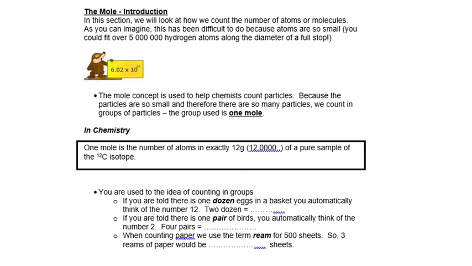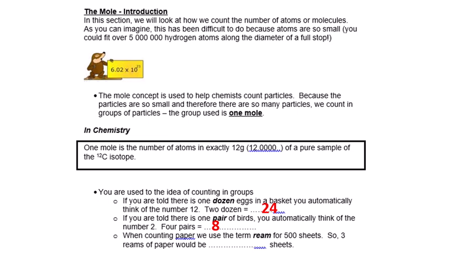Now, as we said in the introduction, you're used to it. Down here, you'll see I've asked a couple of questions. If you're told there's 1 dozen eggs and 12, you automatically say 24 is 2 dozen. What about this one? A pair of birds. You know the idea of a pair of birds, and you automatically think of the number 2. If you had 4 pairs, how many birds would you have? Yeah, 8. You'll have 8. The other thing you can use to illustrate this as well is blocks of paper.